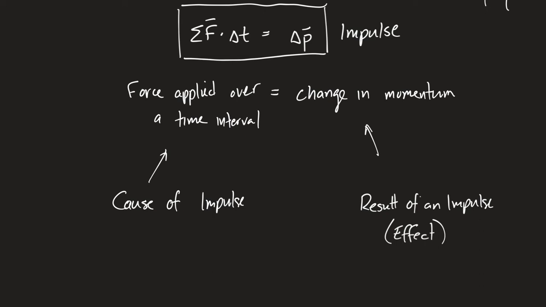They both refer to the same quantity. So if you're asked to calculate impulse, look carefully at the information they provide you. There's going to be enough information for you to figure out one side or the other. But the concept of impulse is relatively simple. If you wish to change something's momentum, you have to apply a force for a given time interval.